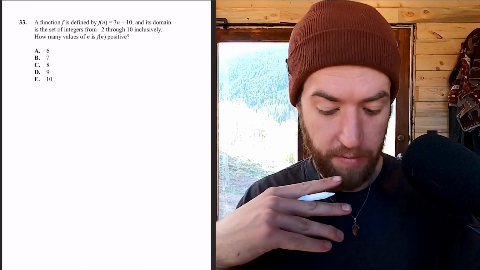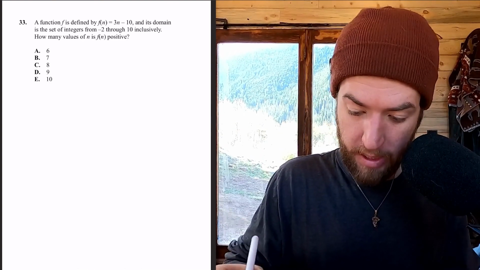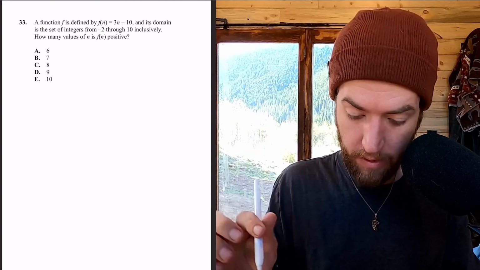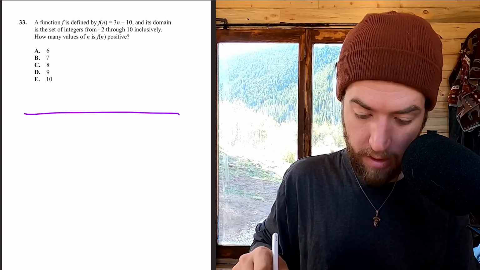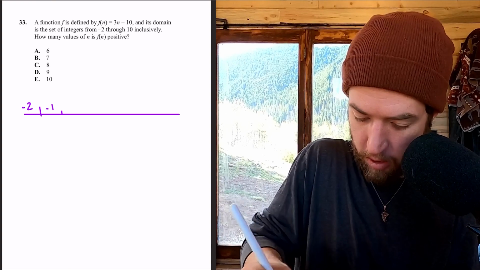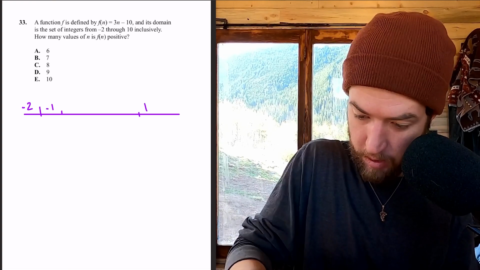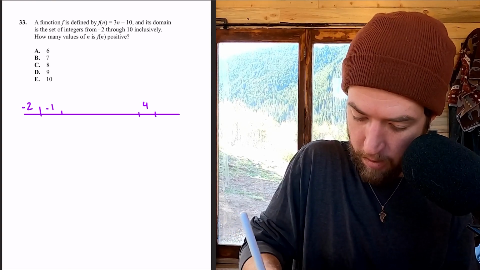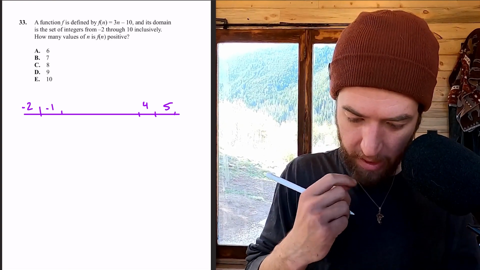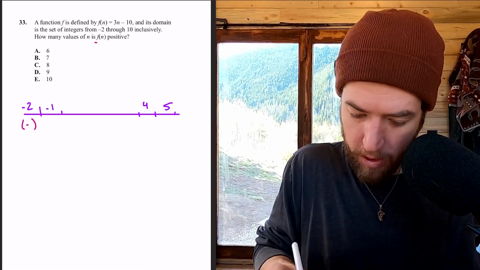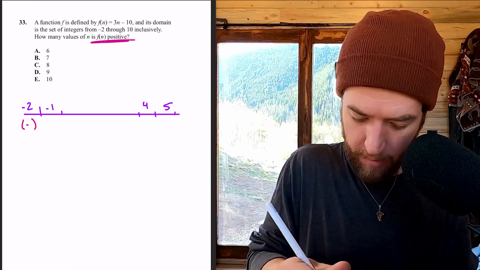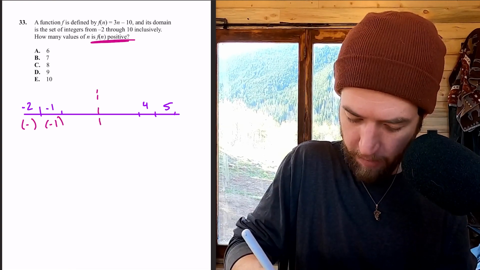A function f is defined by f of n equals 3n minus 10, and its domain is the set of integers from negative 2 through 10 inclusively. For how many values of n is f of n positive? Okay, so negative 2, negative 1, and so on, all the way to 10. Let's test some values here. So 3 times negative 2 minus 10, that's negative. We're only looking for positive. 3 times negative 1 minus 10 is negative. It's all negative, so it's going to have to be in these positive regions somewhere.